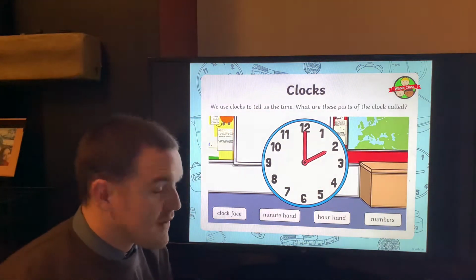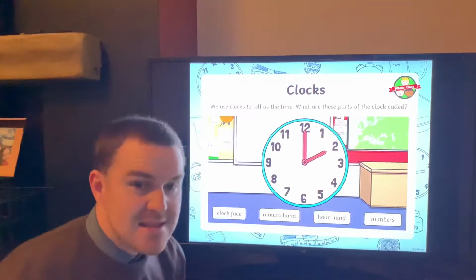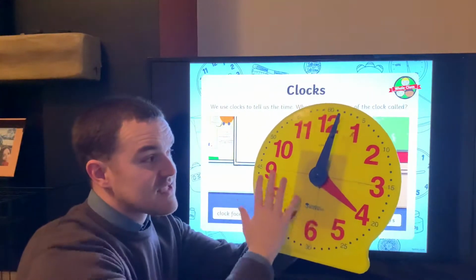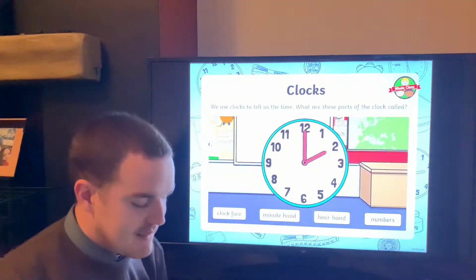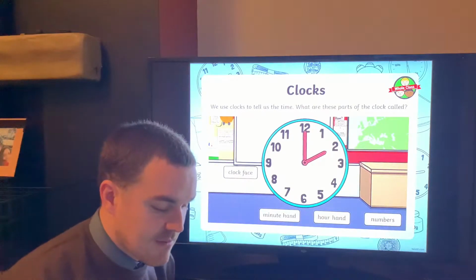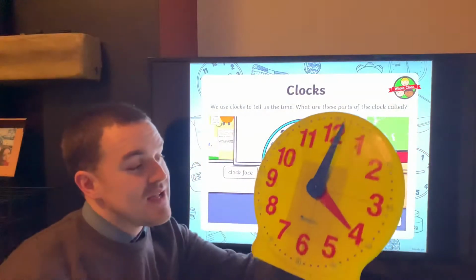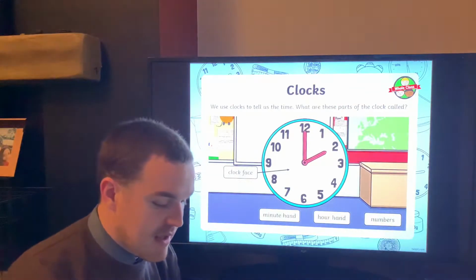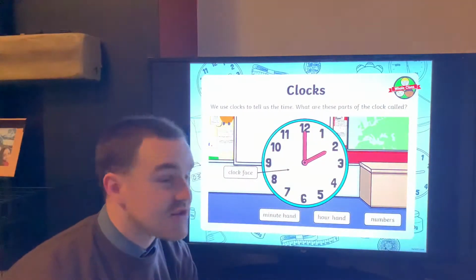Okay, we've got some labels here, so let's look at it. First one, we have clock face. The clock face is just the whole bit of the clock. You can see this flat yellow bit, circular shape. So let's label that on to the clock face. Instead of eyes and nose and mouth and ears, this face has numbers and it has hands.